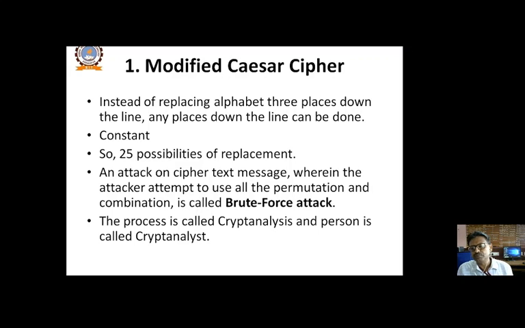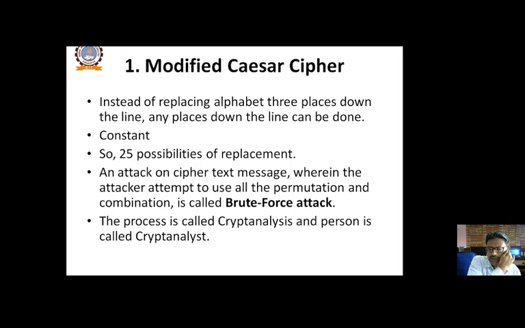brute force attack. Brute force attack is nothing but a trial and error method in which the attacker does not know how many places down the line have been used for the replacement. So he will check all the possibilities. That kind of attack is called brute force attack, without knowing what modality has been used. He will be using the trial and error method.